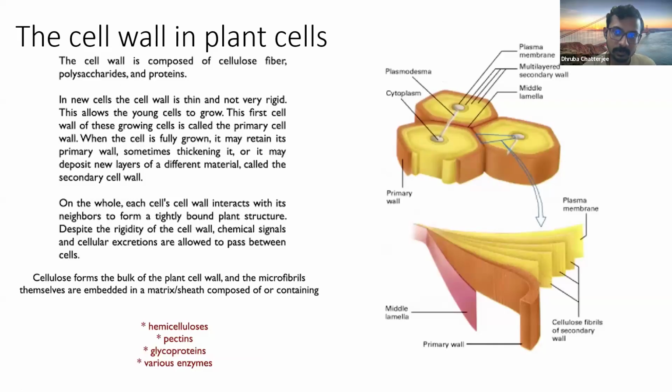As well as it allows the formation of the cell-to-cell junctions, which are called the plasmodesmata, which are very important for the plant cell. So on the whole, each cell's cell wall allows the neighboring cells to interact with one another and form these tissues, and allow these groups of large number of cells to function as a single group or tissue of different plant parts.